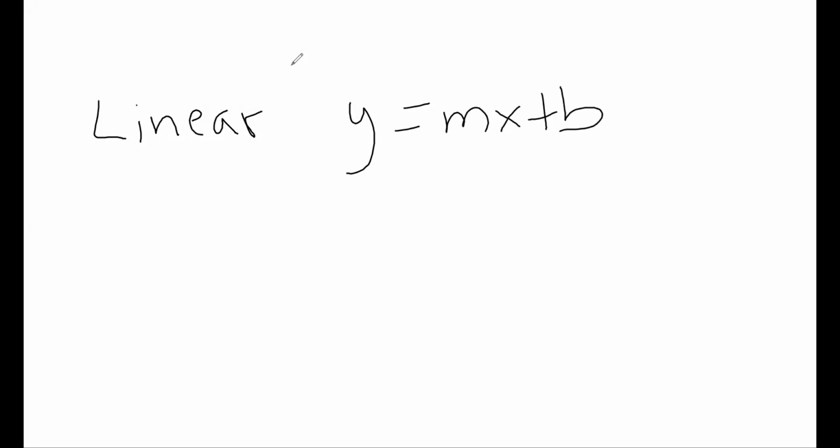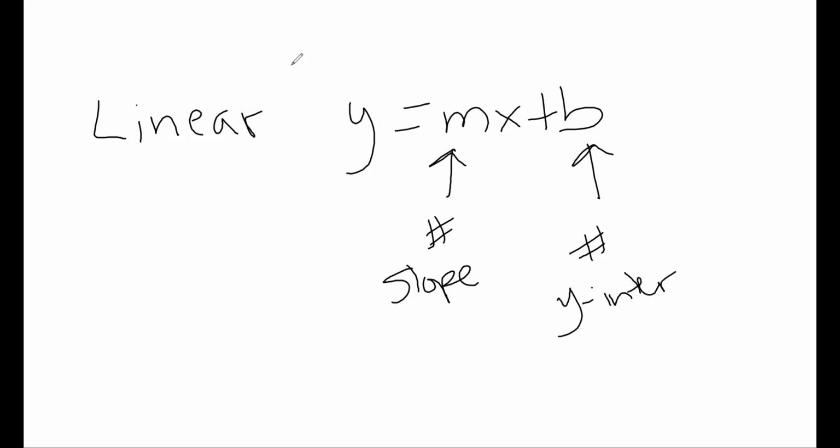So we have linear equations, and they can be written like this. This is the most common that we do in algebra. Linear: y equals mx plus b. Remember that the m is a number and it's the slope, and b is also a number and that is the y-intercept. As long as you have a number with an x and then plus or minus another number, that is linear. That's the way we write a linear equation.